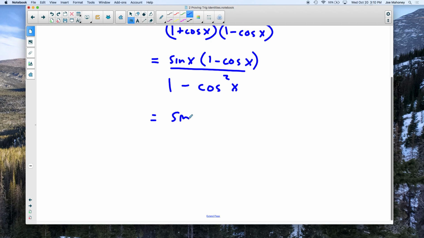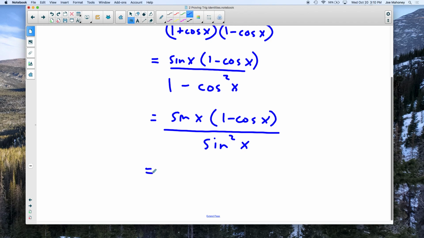So now my numerator hasn't changed yet. But look what my denominator becomes. 1 minus cos squared is sine squared. And that's pretty cool, because now I can do some canceling. I have a sine x on top, and I have a sine squared x on the bottom. So the sine x on top is going to cancel one of the two sine x's on the bottom. So what I'm going to get then is 1 minus cos x over sine x.